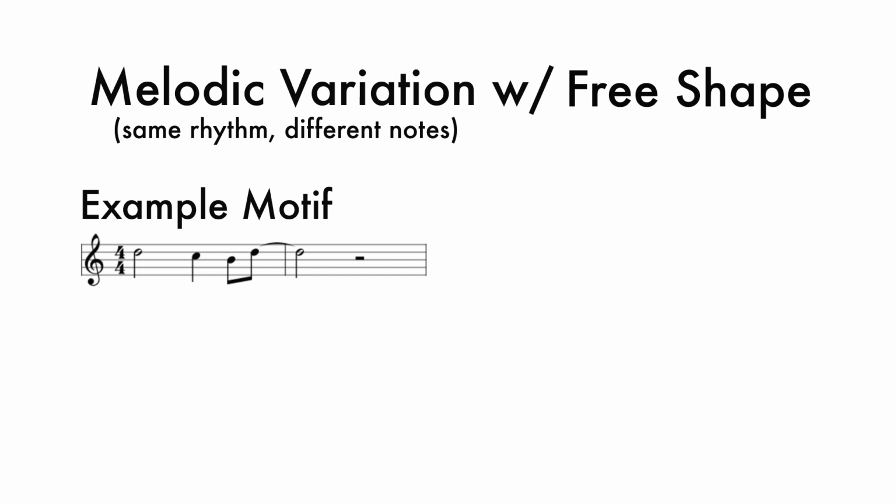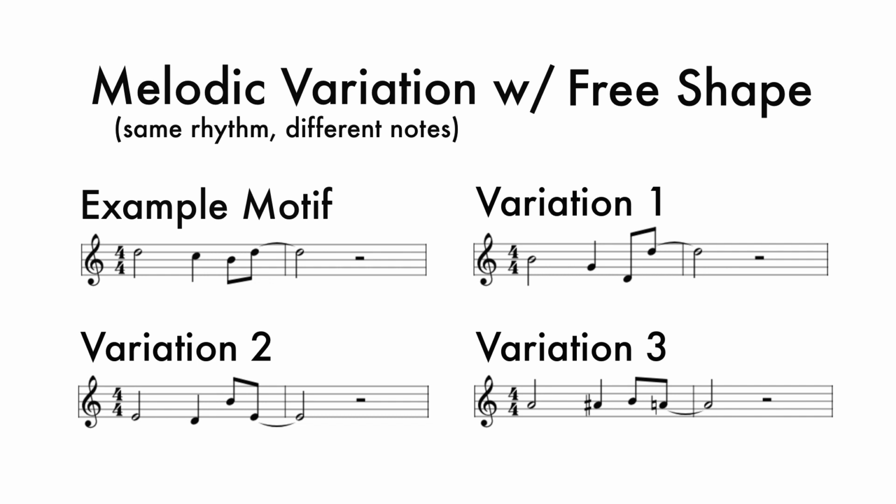This time, instead of preserving the shape or flipping the shape upside down, we're going to use any notes at all. As you can see in these examples, we're not using the same shape as the original motif, we're not using the same shape upside down, but we're actually using any notes at all. So the only thing we're preserving is the rhythm.